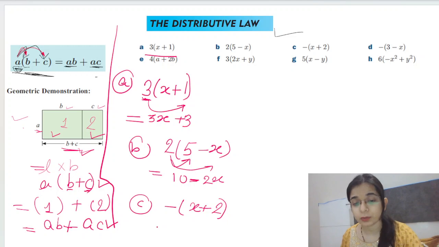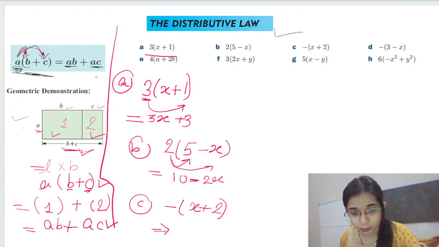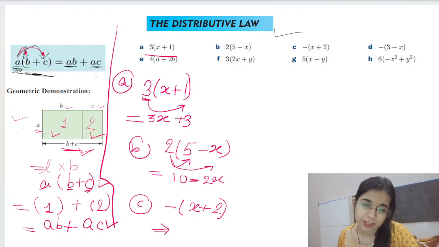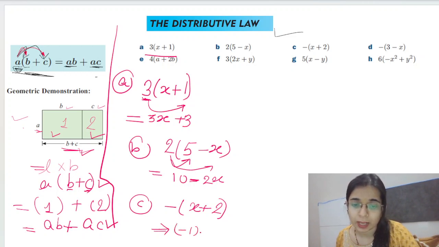This rule is going to help you in many of the bigger questions as well. Whenever you have a minus sign before a bracket, the minus sign is basically considered as minus 1 as an outside term. So in that case, we are going to multiply each and every term inside the bracket with minus 1. Minus 1 into x, minus 1 into 2, minus 2.